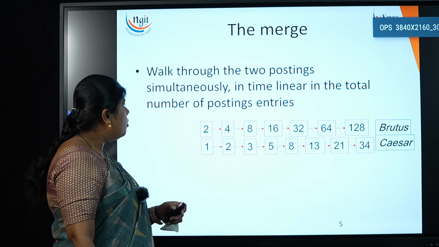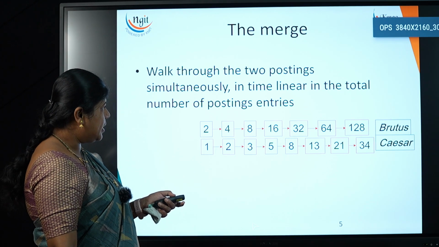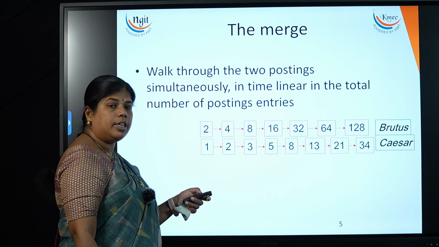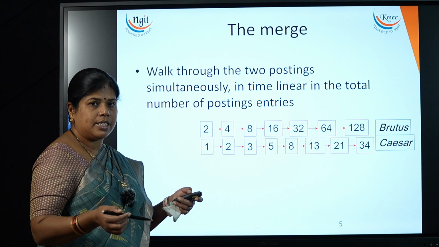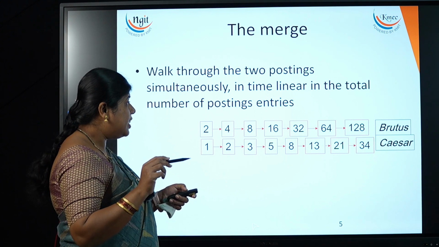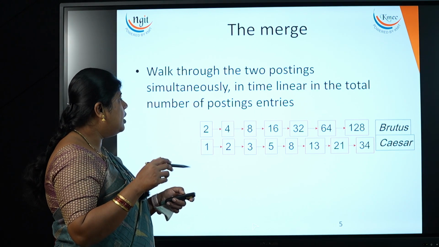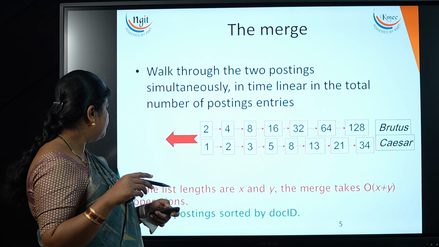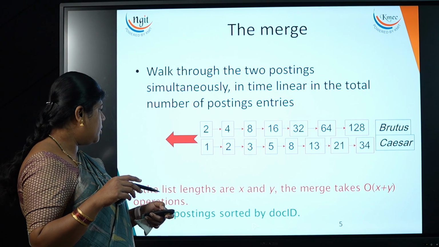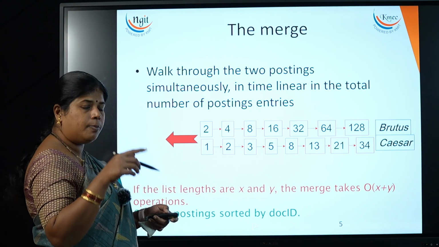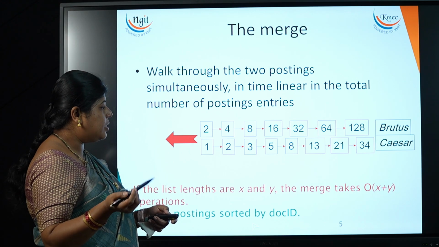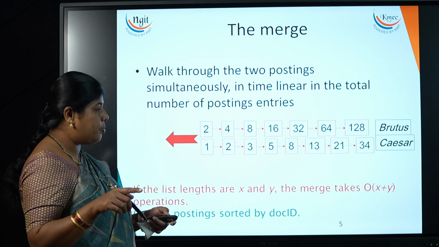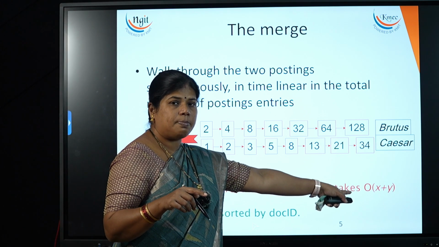Now walk through the two postings simultaneously in time linear in the total number of posting entries. Means the time complexity required for this merging operation is directly proportional to the length of those postings. Suppose you consider the length of the first posting as x and the length of the second posting as y, then the time required to complete your merge operation will be what? Big O of x plus y.